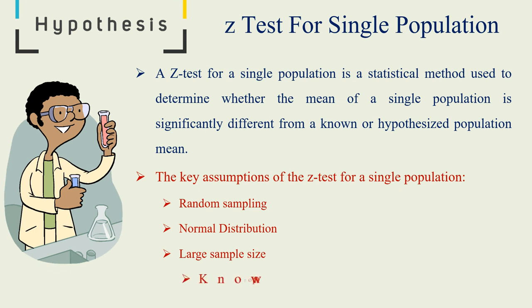Fourth, known population standard deviation. The population standard deviation, sigma, must be known. This assumption is necessary because it is used to compute the standard error of the sample mean. Fifth, independence. The observations in the sample should be independent of each other. This means that the occurrence of one observation should not influence the occurrence of another observation.